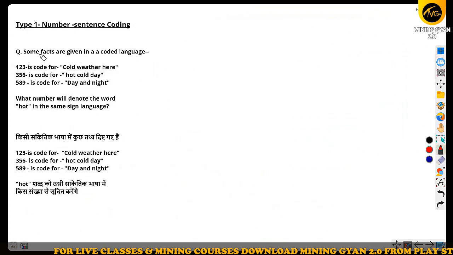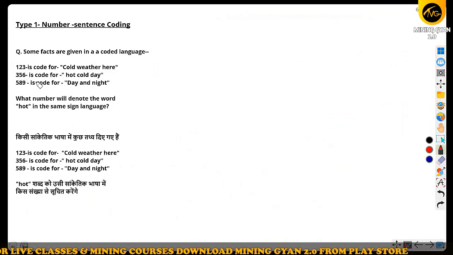Question 1: some facts are given in a coded language. 1, 2, 3 is code for cold weather here. 3, 5, 6 is code for hot cold day. And 5, 8, 9 is code for day and night. So basically these numbers are the code for these sentences.